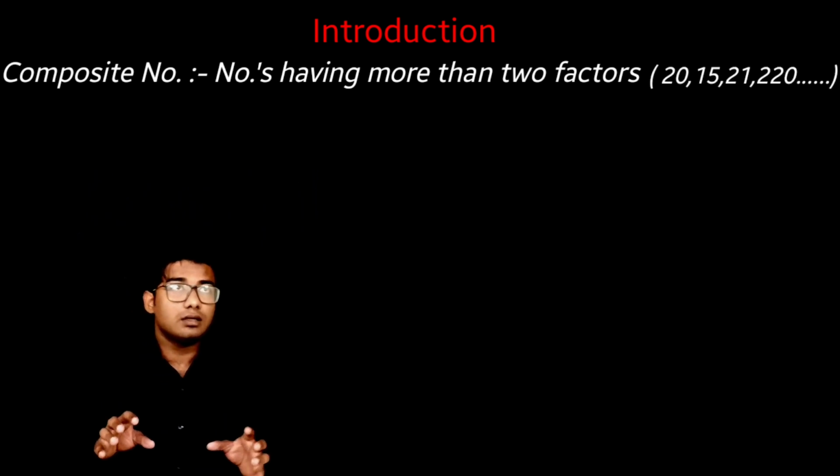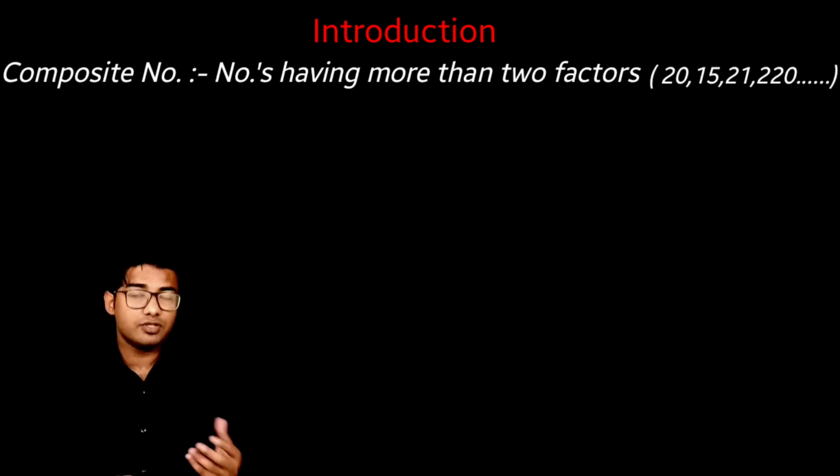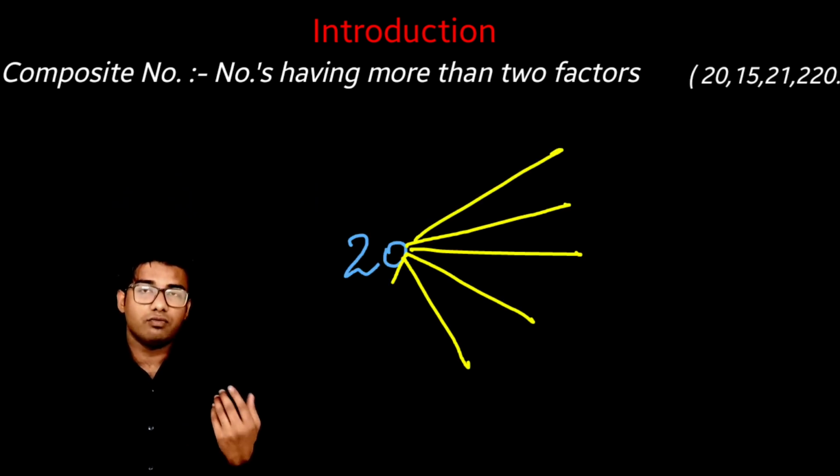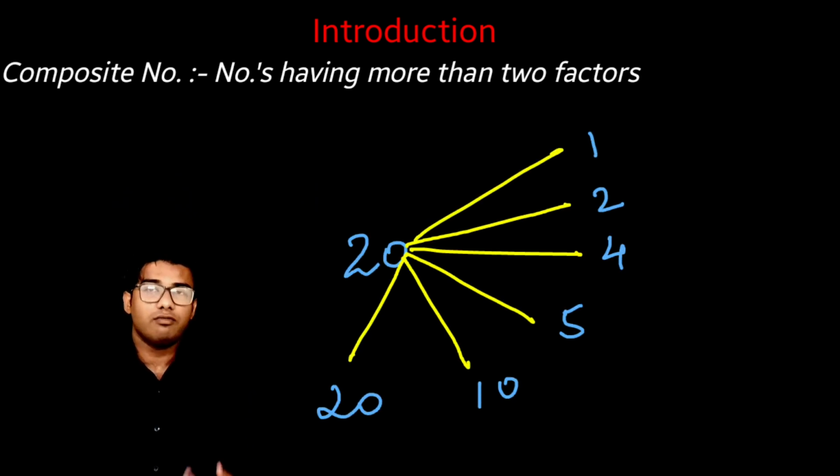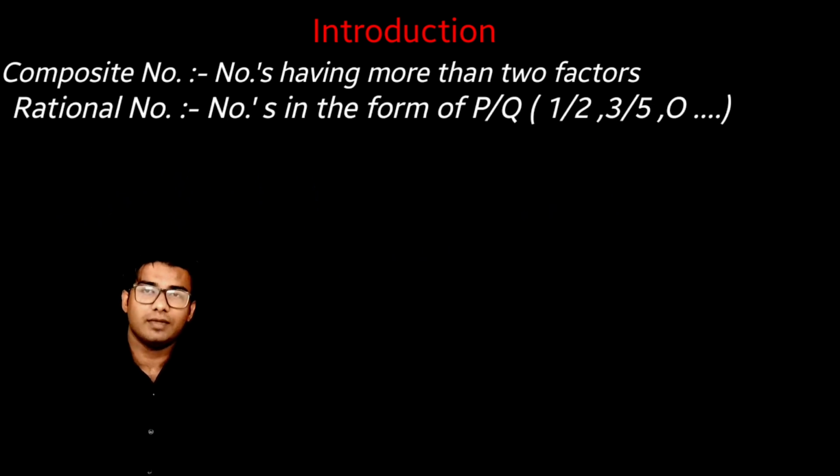Like that, 20 has so many factors, like 1, 2, 10, 5, 4, all the factors of 20. So 20 is a composite number, not a prime number. Now rational numbers are those which can be written in the form p upon q, where q is not equal to 0. According to lower classes, numerator upon denominator fractional numbers are called rational numbers.